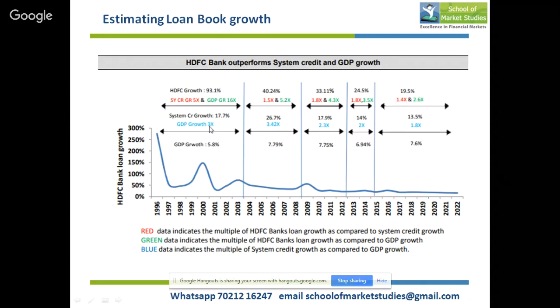So typically the system growth was about 3x GDP, which gradually came down to 2x GDP, and finally it was 1.8x GDP. And HDFC Bank grew 5 times the system credit and about 16 times the GDP.